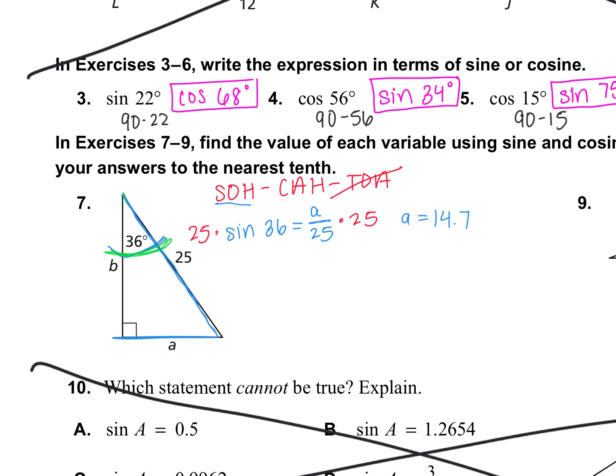So again, angle 36, I have my hypotenuse, and I'm solving for my adjacent side. I'm going to go ahead and use cosine. So this one I'm solving it using cosine 36 equals adjacent, so I have B over 25. And same thing as before, multiply both sides by 25. And if you solved correctly, B is going to equal 20.2.